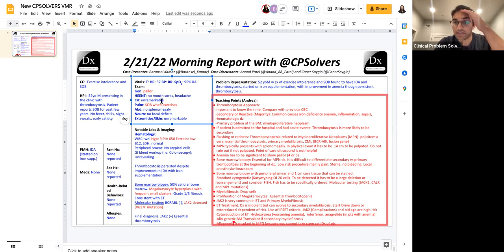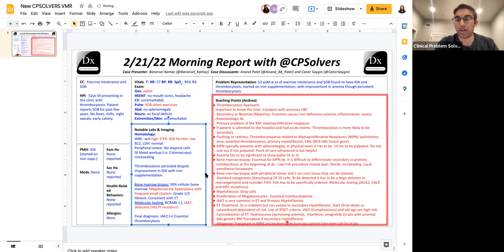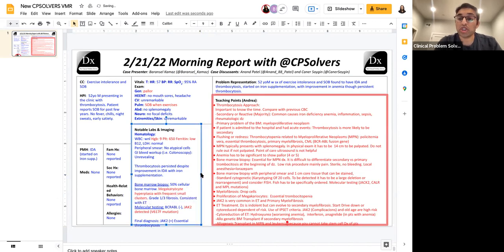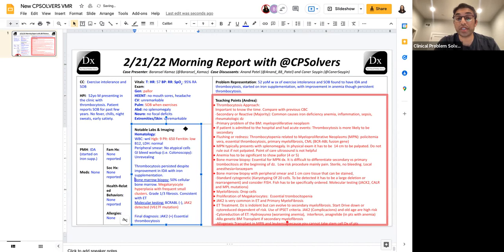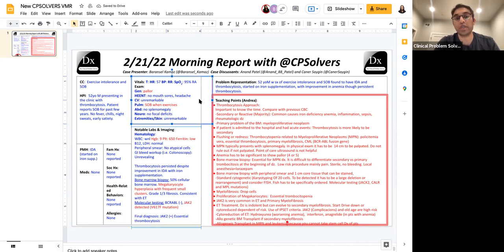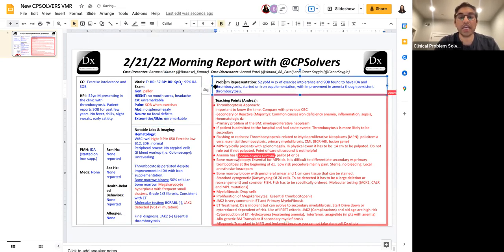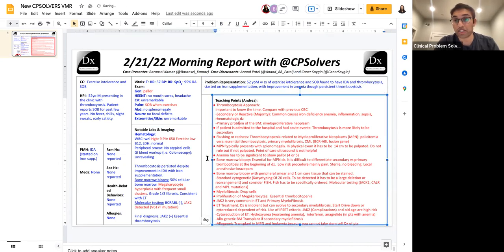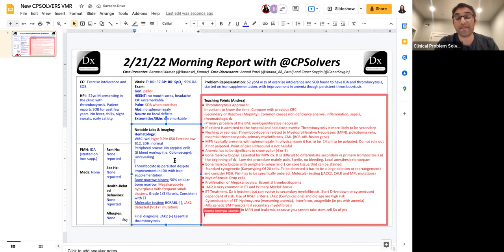Someone in the chat asked if someone has acute symptoms like a stroke with ET, is there anything other than hydroxyurea or aspirin to offer patients? So in patients that have had a true thrombosis, whether that be stroke, whether that be a DVT, PE, we typically will do therapeutic anticoagulation for those patients. And we typically will do lifelong therapeutic anticoagulation as long as there's not a contraindication.